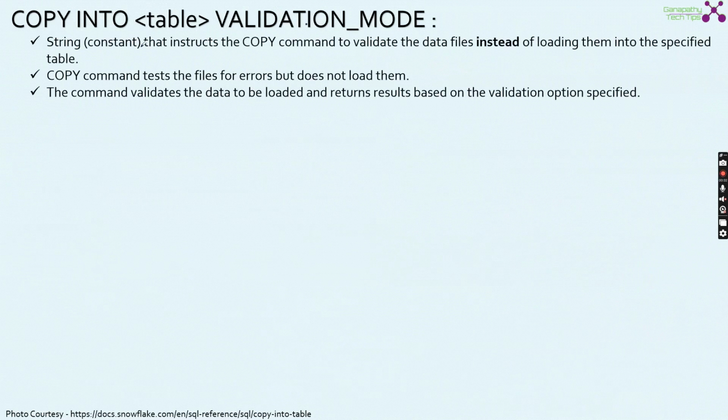So what is a validation mode? It's a string or a construct that instructs a copy command to validate the data files instead of loading them into the specific table. Important thing to know, the copy command tests the files for errors but does not load them. So if you specify copy into with validation mode, it is just for the data quality checks alone. It is not for your data loading. The command validates the data to be loaded and returns the results based on the validation option which is specified.